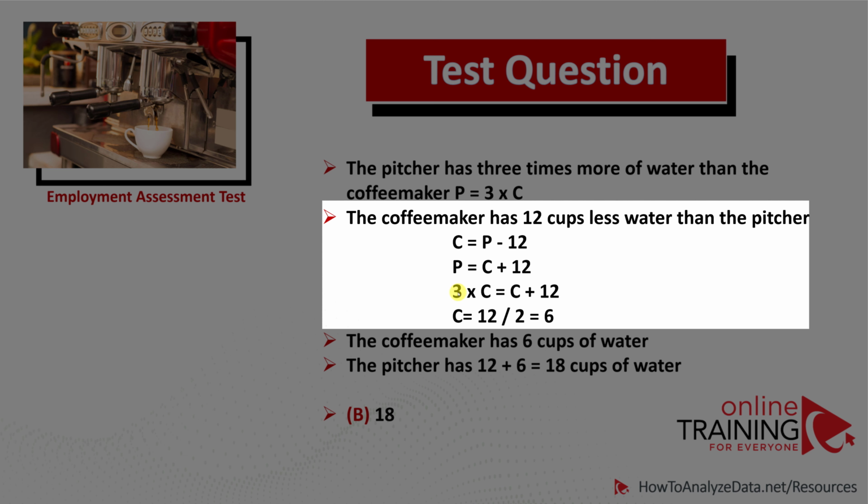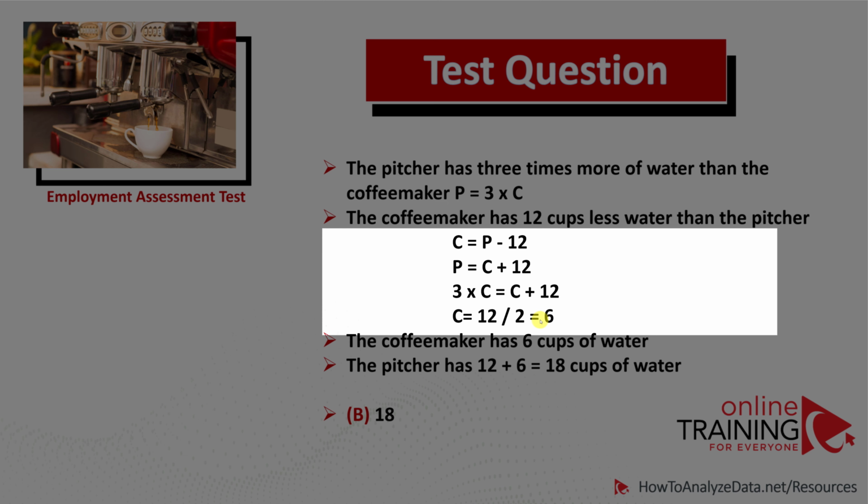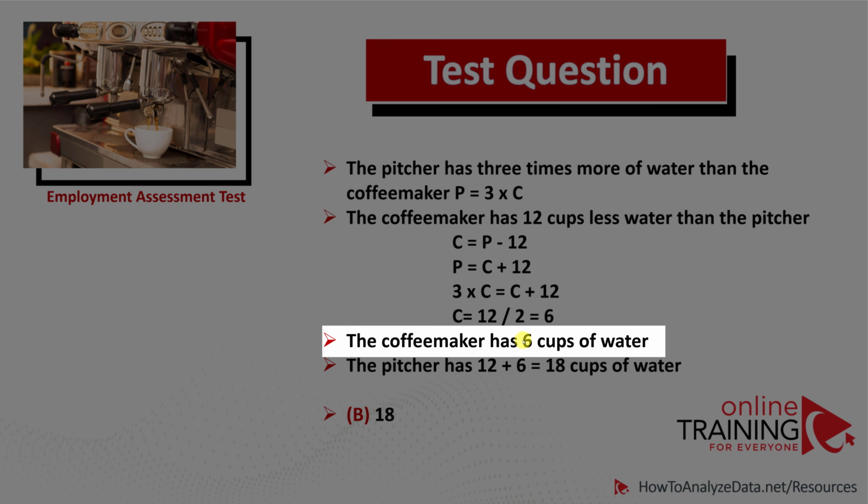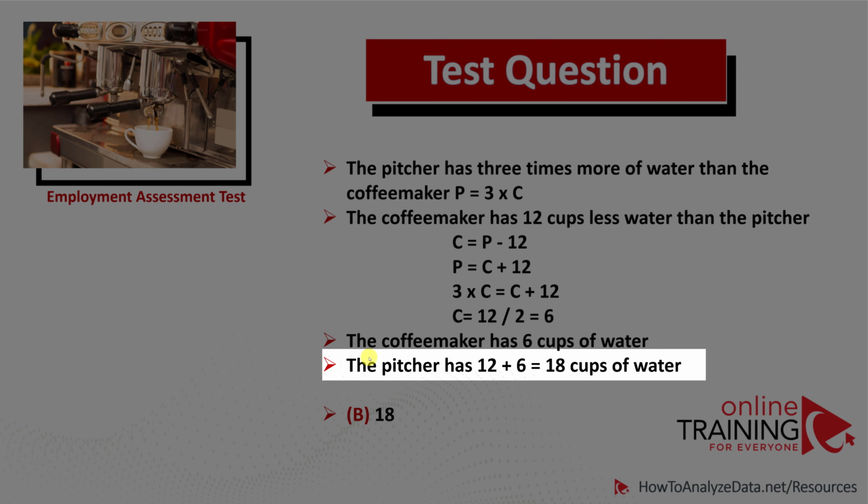Let's put both of these formulas together and convert it into a formula with only one variable. So 3 multiplied by C is an equivalent of C plus 12. So the total number of cups in the coffee maker can be calculated as 12 divided by 2, which is an equivalent of 6. The coffee maker has 6 cups of water, and the pitcher has 12 plus 6, 18 cups of water.